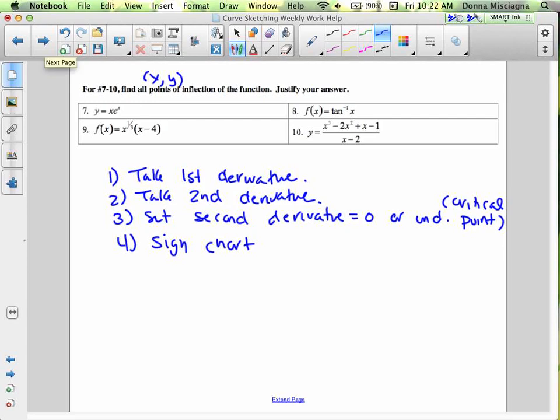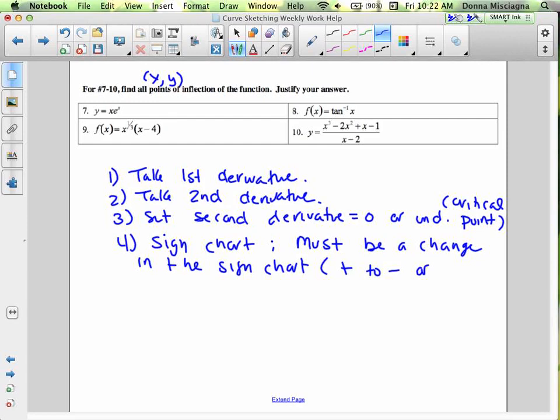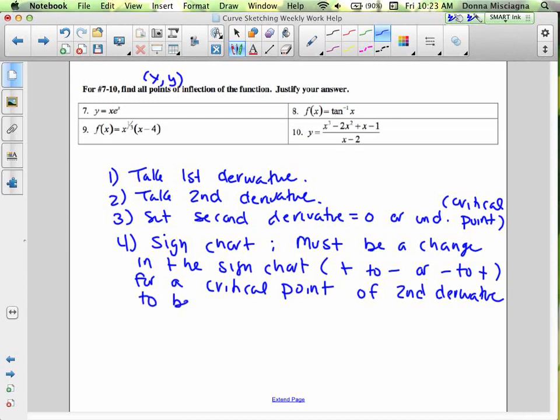All right? And you're looking for a change in the sign chart. So there must be a change in the sign chart. In other words, positive to negative, or negative to positive, for a critical point of the second derivative to be an inflection point.